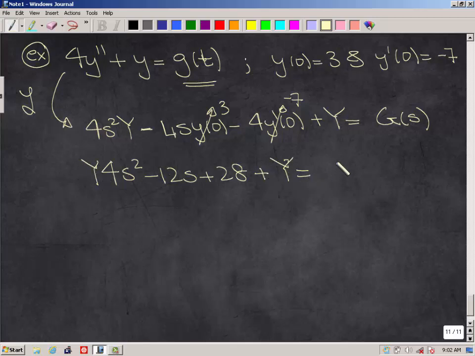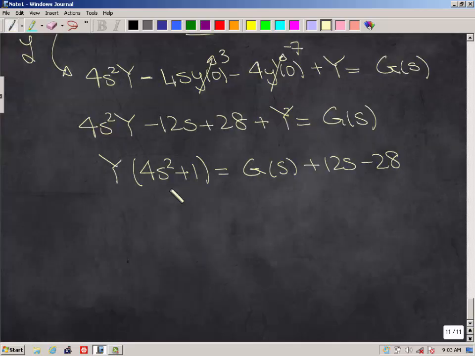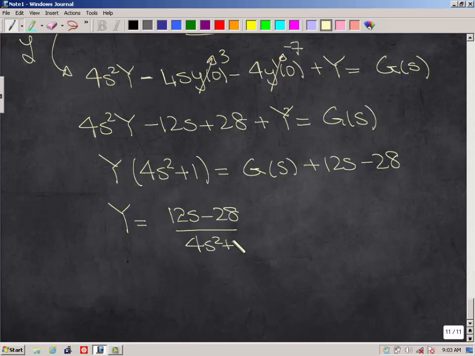Plus y is equal to g of s, sorry. Okay. So we just do like we normally do, solve for big Y. So we get 4s squared plus 1 is equal to g of s plus 12s minus 28. So we're just going to rearrange it. Divide everything by 4s squared plus 1. So we get y is equal to 12s minus 28 divided by 4s squared plus 1 plus g of s divided by 4s squared plus 1.